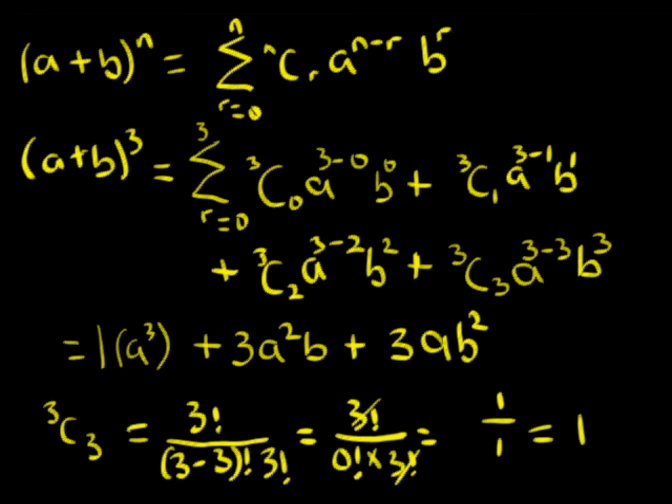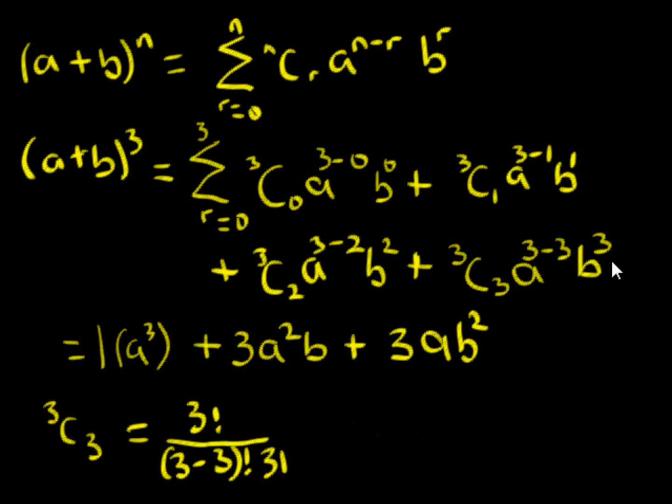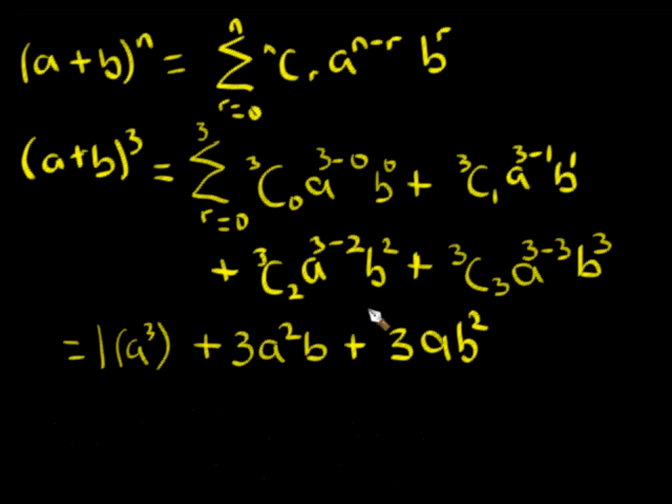So let's slot that into our equation and see how it goes. So there we have it. We have that 3 combination 3 gives us 1. Now here we have a raised to the power 3 minus 3, so that gives us a raised to the power 0. Let's write out a raised to the power 0. Now b raised to the power 3 still remains b raised to the power 3. Now let's clean this up and see how it goes.